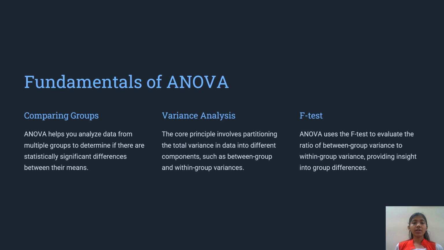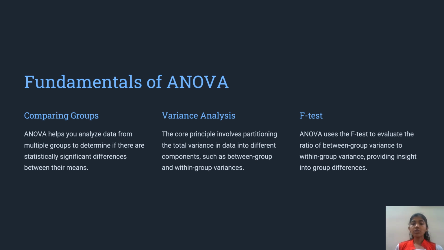So first come to the fundamentals of ANOVA. So there are three fundamentals of ANOVA: comparing groups, variance analysis, and F-test. Comparing groups, that is ANOVA helps you analyze data from multiple groups to determine if there are statistically significant differences between their means. Second is variance analysis, the core principle involving partitioning the total variance in data into different components such as between group and within group variances.